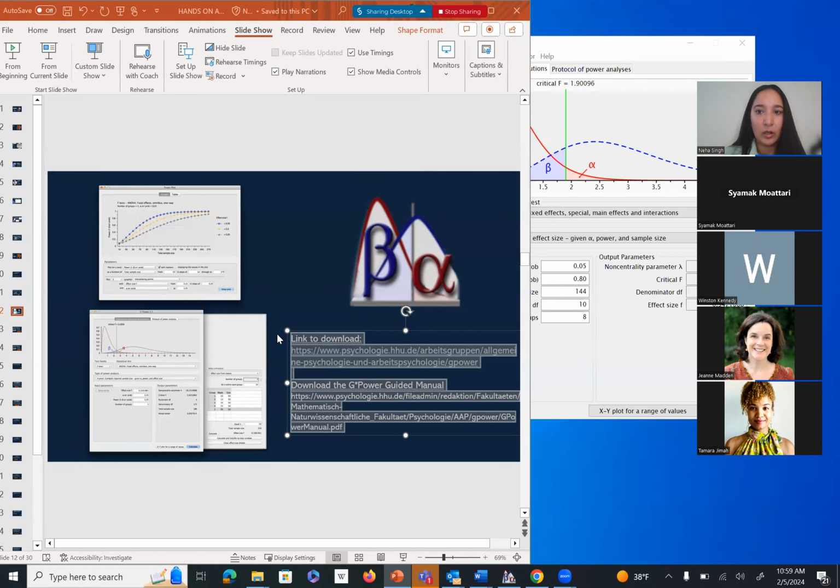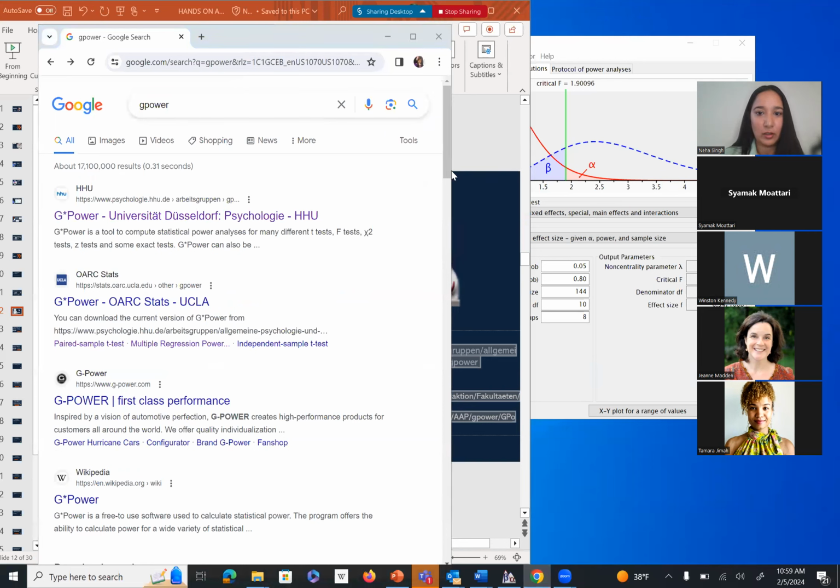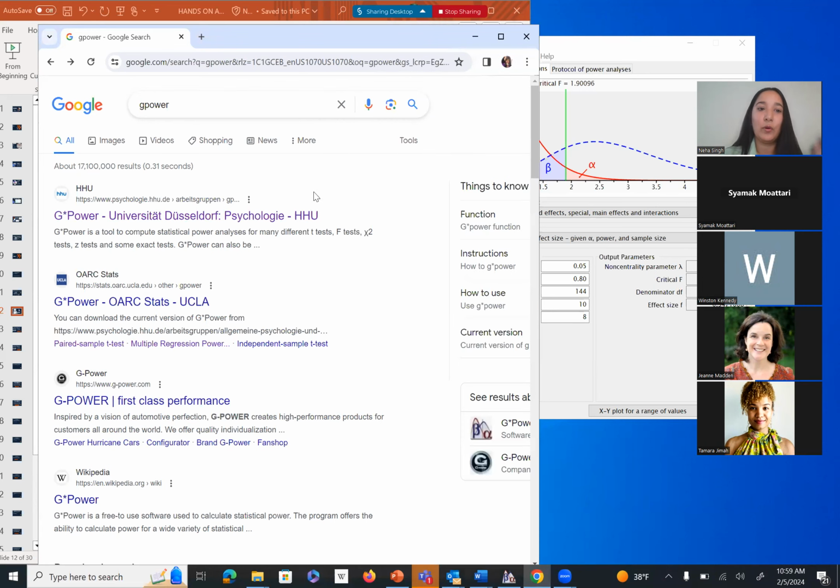Okay. I'll also show you. So if you just go on Google and you type in GPower, can you see the screen? I think you can. Yes. Okay, so if you go on Google and you just type in GPower, the first link is to the GPower website.